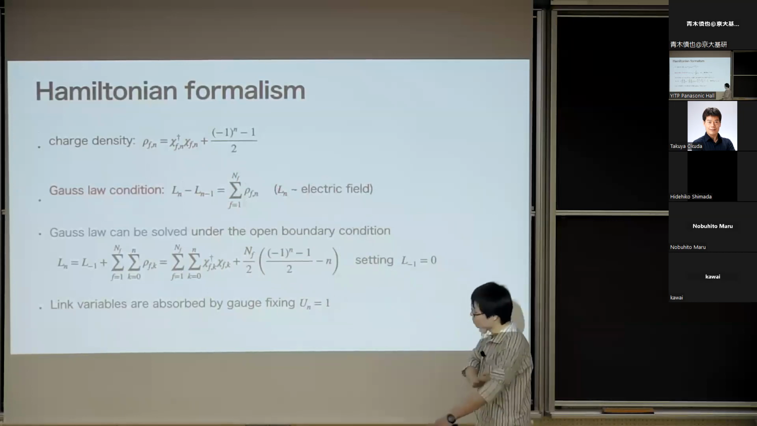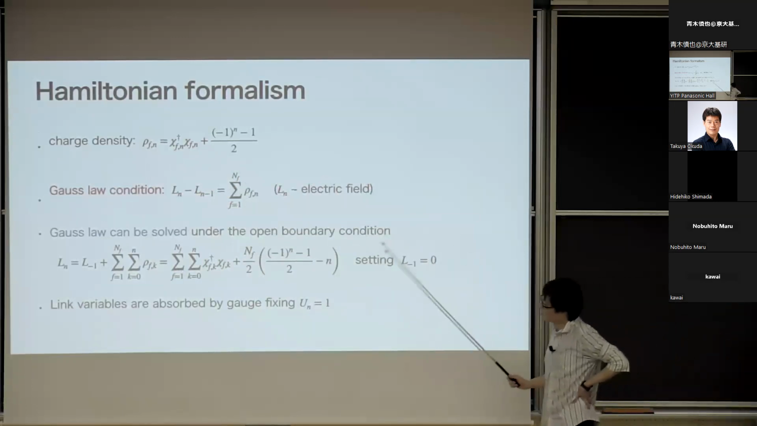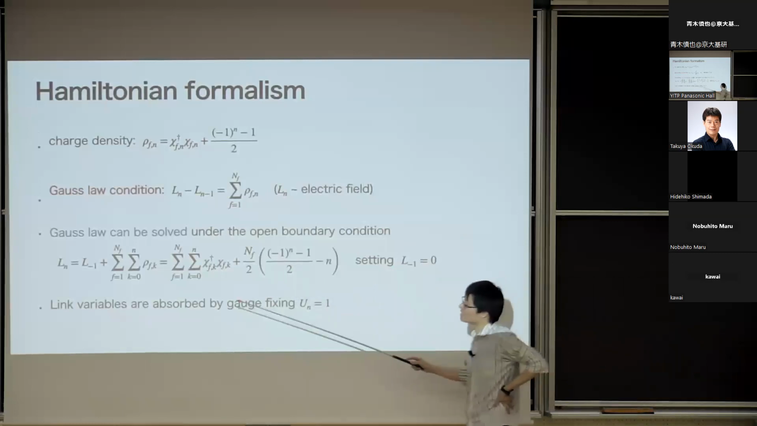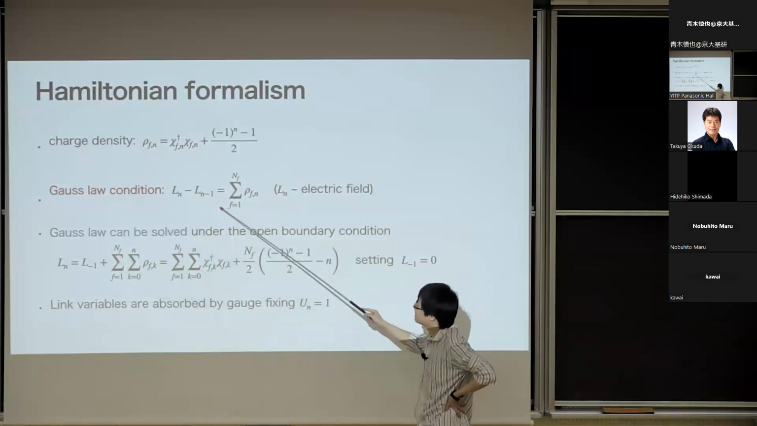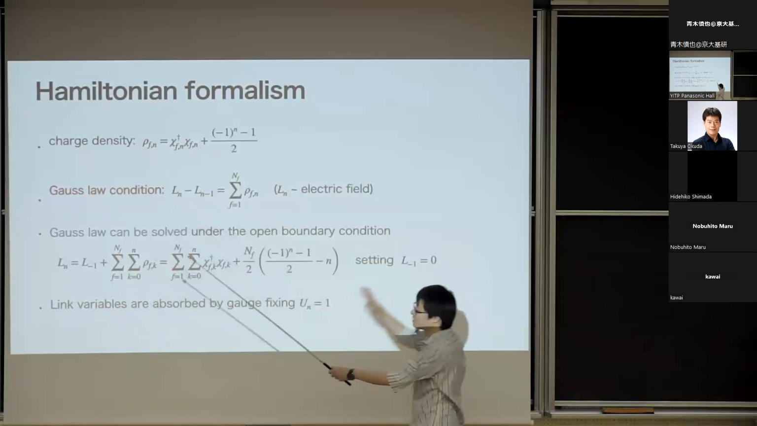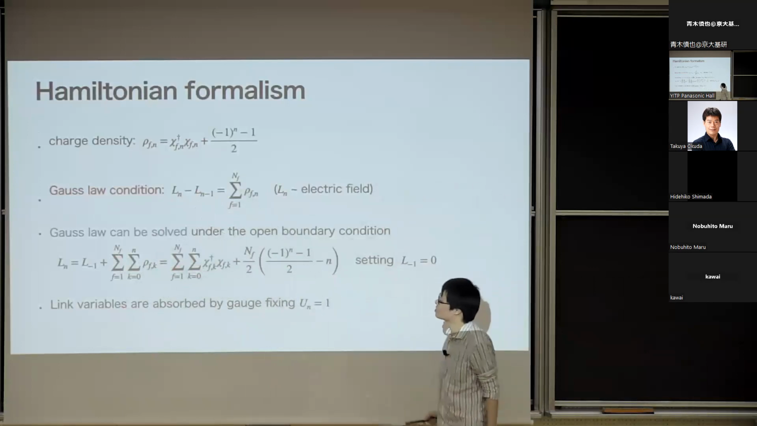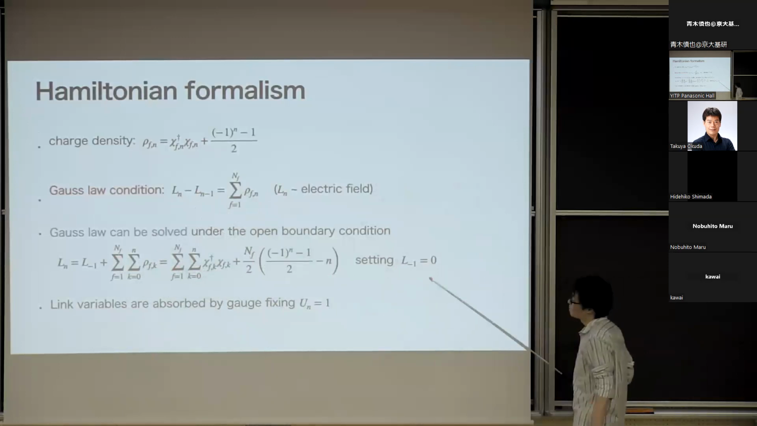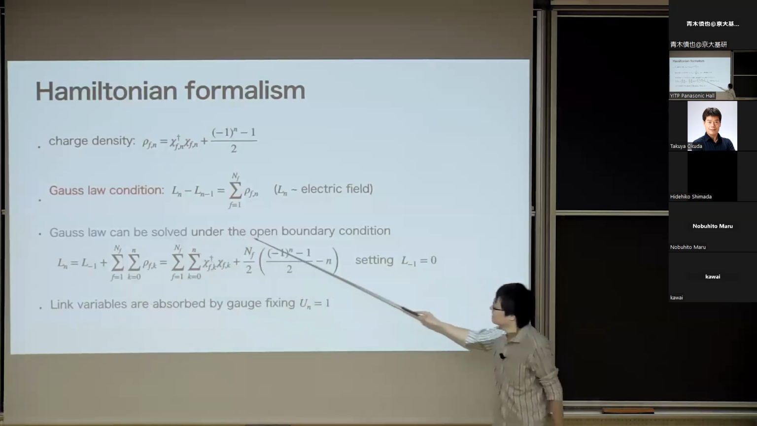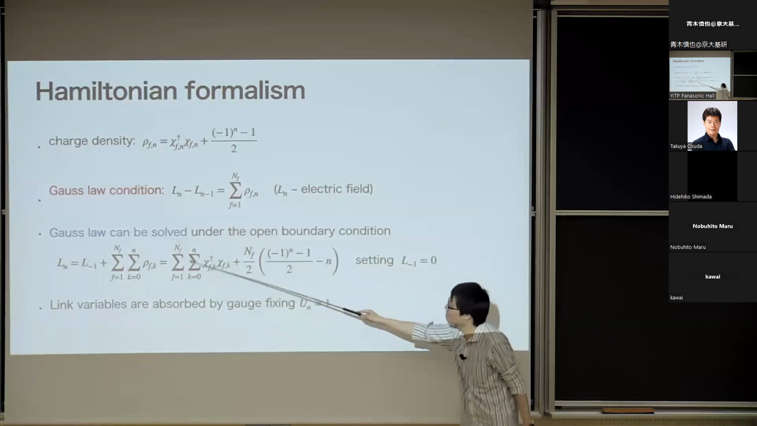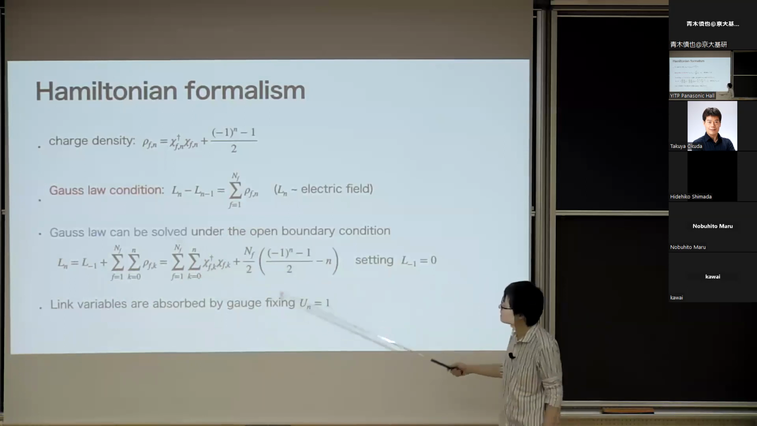The point of this 1+1 dimensional Schwinger model with open boundary condition is that we can solve the Gauss law constraint explicitly, because we can just add this equation from left to right over all the sites. I mean, integrate this equation by setting some boundary condition. Then L_n is just given by this form. It's a purely fermionic operator, composed of fermionic operators. So it's nice.